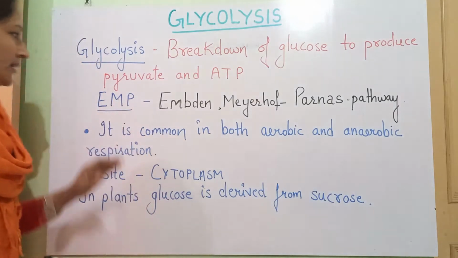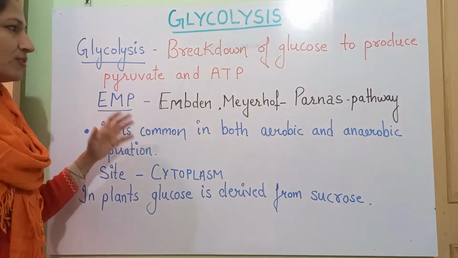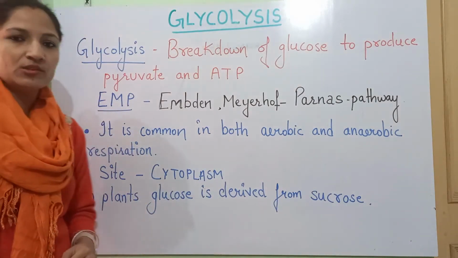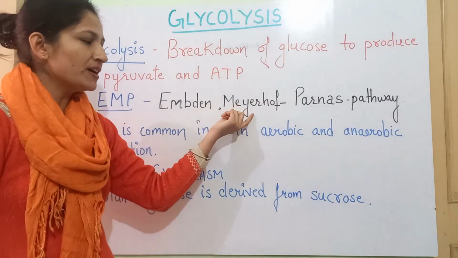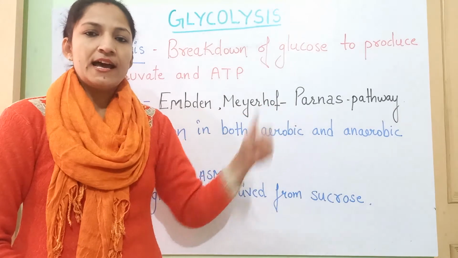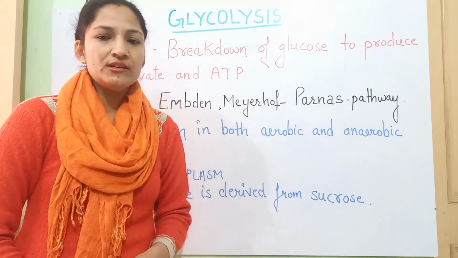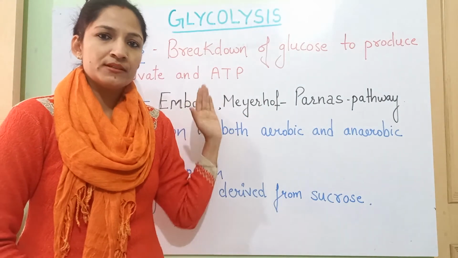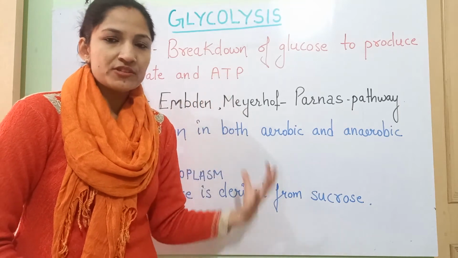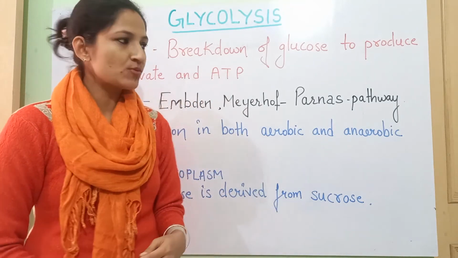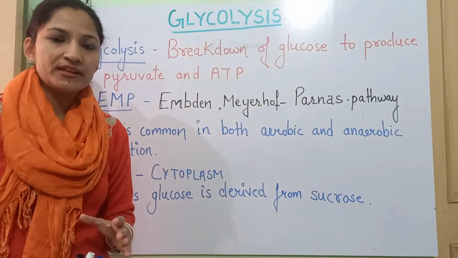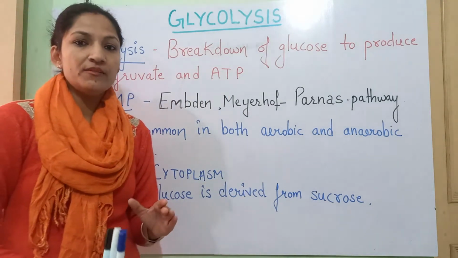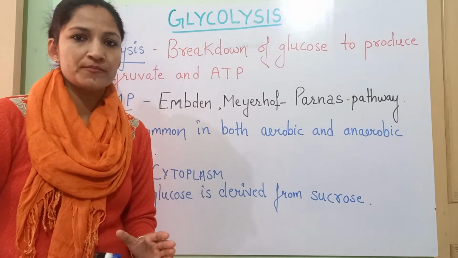Got it? This glycolysis is also termed the EMP pathway after the names of the scientists Embden, Meyerhof and Parnas, as all these three were involved in the discovery of this particular process. That's why it is the EMP pathway. This is the common pathway which is going to occur in both types of respiration.